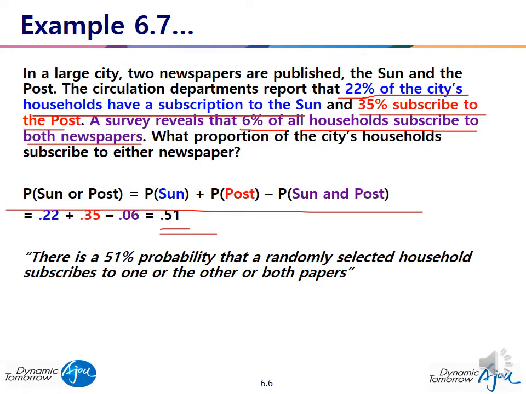So do you understand how to apply the addition rule? You should fully understand it.